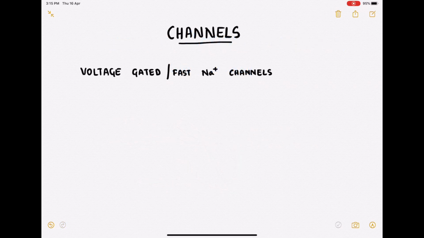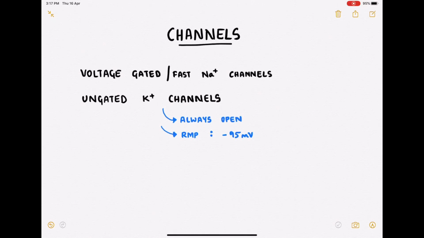Let's have a look at the important channels that are involved in this action potential. We have already spoken about the voltage-gated sodium or the fast sodium channels in detail in the previous video. Next, we have the ungated potassium channels, which are always open. This keeps the conductance for potassium very high, thus the resting membrane potential is close to the equilibrium potential of the potassium, which is around minus 95 millivolts.